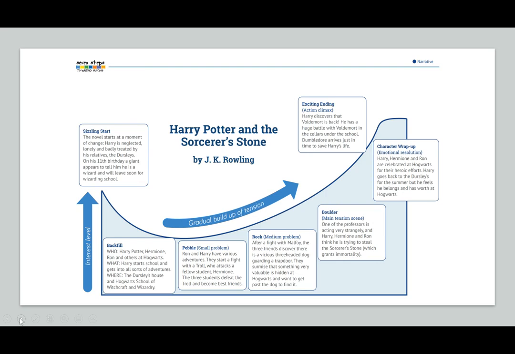Harry discovers that Voldemort is back, and he's the main bad character in all these Harry Potter movies. He's back. There was a battle between Voldemort and Harry in the cellars where this dog was guarding. Dumbledore arrives just in time to save Harry's life. So it's a build-up of tension all the way to the ending.